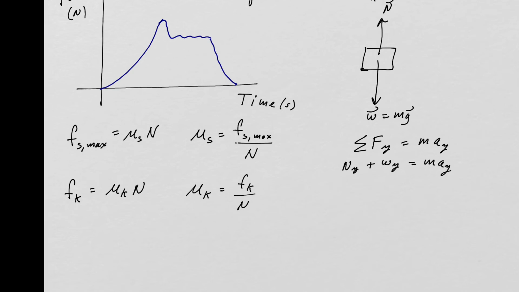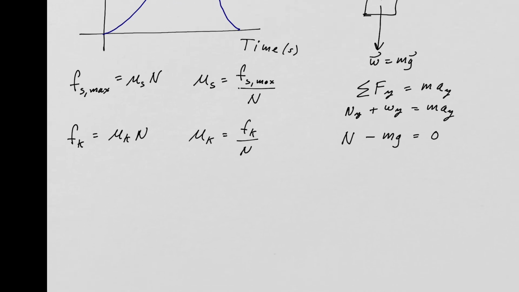But what's the y component of normal force? Well, all of it is acting in the y direction, and it's positive, right? So that's N. And the weight, all of it's acting in the y direction, but it's negative, so that's minus mg. But the cart is not moving off of the horizontal wooden track, so its acceleration is 0. So again, this just tells us in this simple case that the normal force is equal to the weight, right? It's equal to mg. Okay, and that's something we can calculate fairly easily.